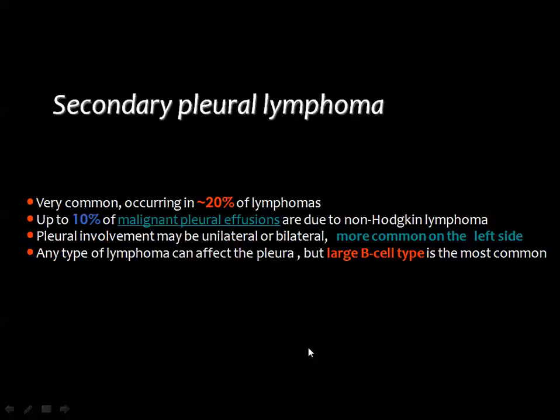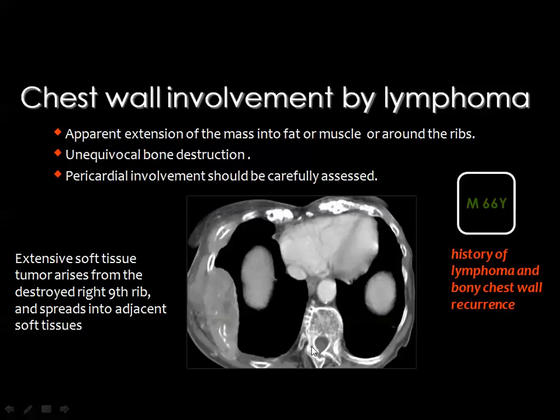And involvement of the chest wall can also occur, either specific for the chest wall or extension of the pleural disease across the chest wall. This patient had a history of lymphoma and bony chest wall recurrence. Then you consider this lesion is lymphomatous and this lesion is also lymphomatous.